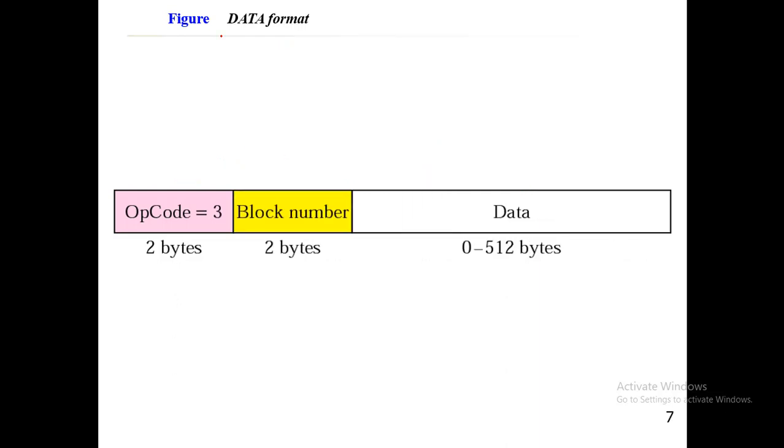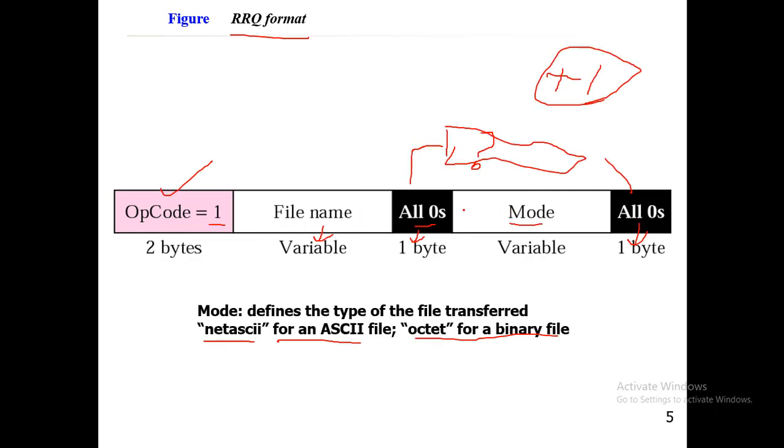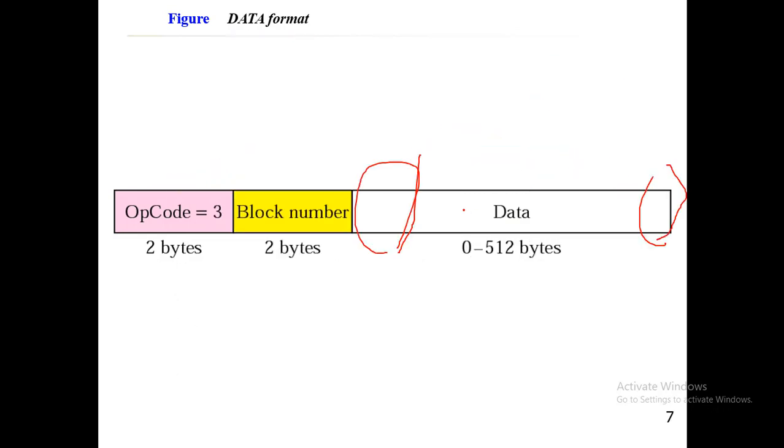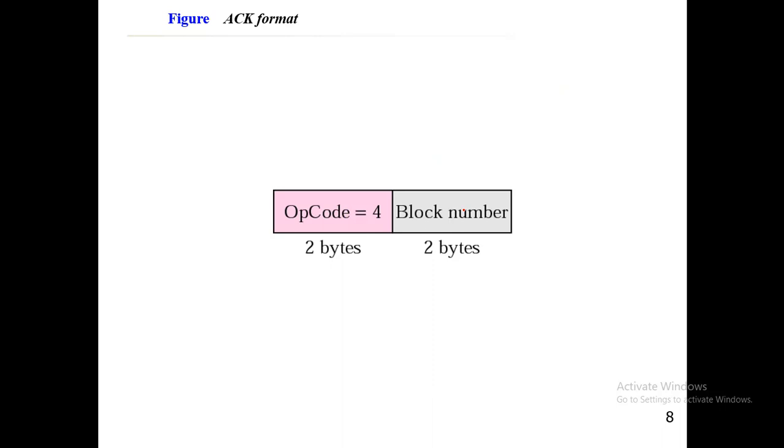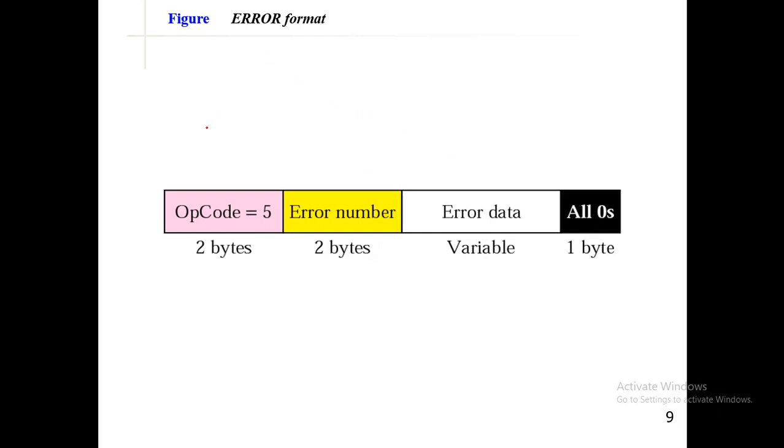This is the data format. The same thing is going on over here, but there is no all-zeros byte here. So what were the all zeros doing in the earlier formats? This is a question for you. This is the format for the acknowledgement packet: the operation code and the block number, 2 bytes. This is the error packet format: the opcode, error number and error data, showing which type of data has errored and how much, followed by a zero byte.